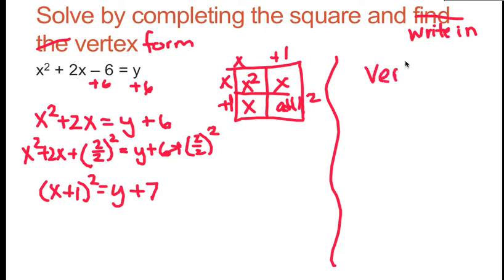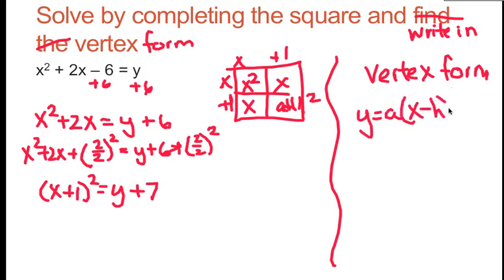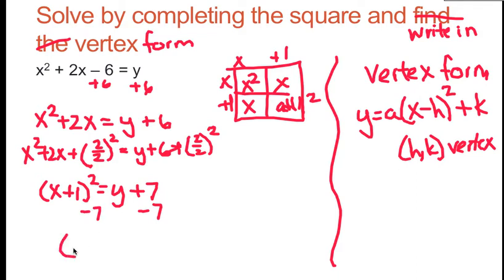Now, vertex form of a parabola. Vertex form is y equals a times x minus h squared plus k. And this is where h and k, that's your vertex. So we almost have this one in vertex form. We can subtract the 7, and we have x plus 1 squared minus 7 equals y.